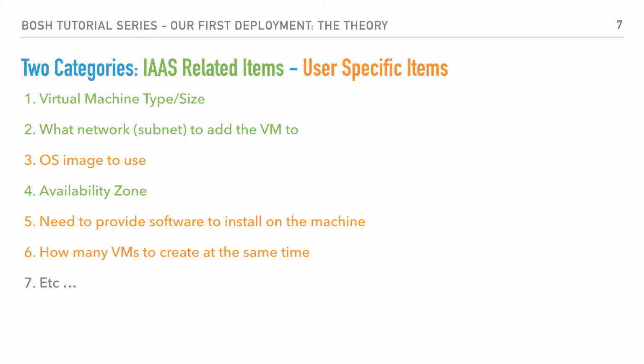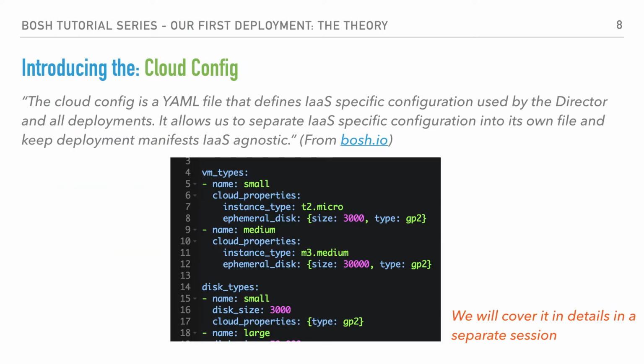From those two categories, we're going to introduce something new which we didn't talk about yet. And we're going to introduce today the cloud config. I'm going to read the description of what the cloud config is from the BOSH.io website, and then we're going to explain it. So the cloud config is a YAML file that defines IaaS specific configuration used by the director and all the deployments. It allows us to separate IaaS specific configuration into its own file and keep deployment manifests IaaS agnostic. So what does that mean?